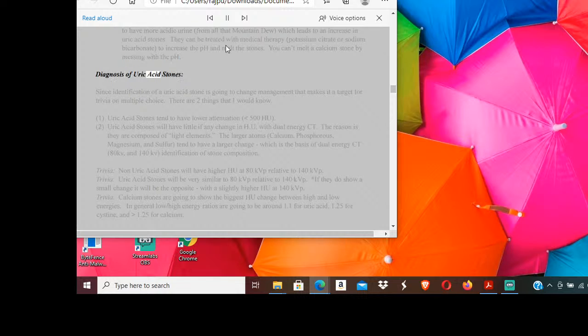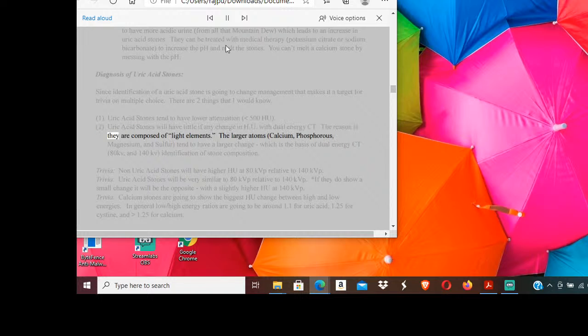Diagnosis of uric acid stones. Since identification of a uric acid stone is going to change management, that makes it a target for trivia on multiple choice. There are two things that I would know. 1. Uric acid stones tend to have lower attenuation, under 500 HU. 2. Uric acid stones will have little if any change in HU with dual energy CT.